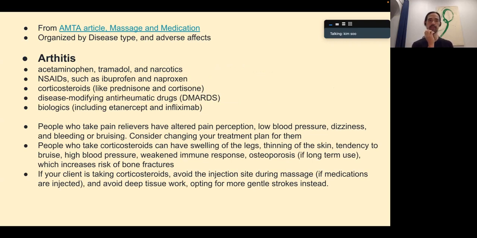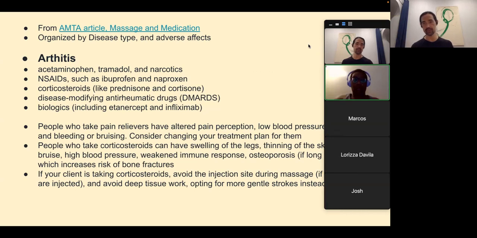Okay, so arthritis. The most common way that arthritis is treated is through drugs. That is to say, Western medicine treats it for the most part with drugs. Massage therapists and acupuncturists, we treat it differently. We treat it through local stimulation, and we treat it through the systemic effects that we have on the body as well. The common drugs that are used are acetaminophen, tramadol, and narcotics. Those are all pain relievers.